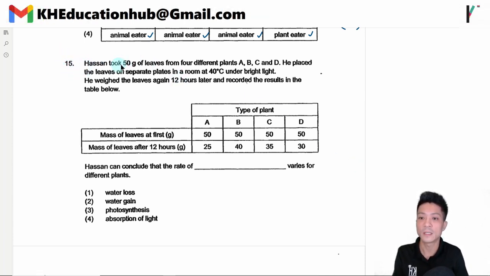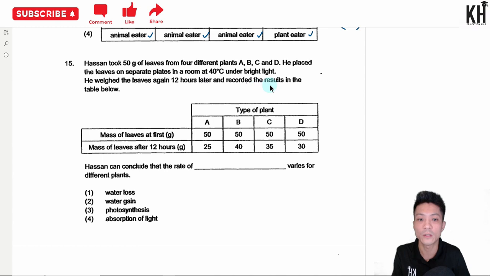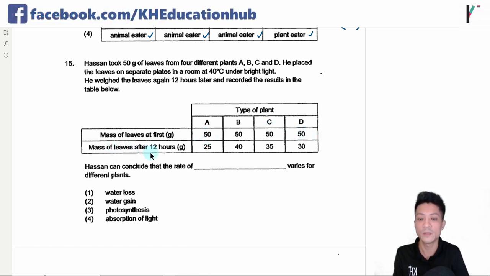Question 15. Hassan took 50 grams of leaves from 4 different plants A, B, C, and D. He placed the leaves on separate plates in a room at 40 degrees Celsius under bright light. Okay, he weighed the leaves again 12 hours later and recorded the results in the table below. Okay, the mass of the leaves at first is all 50 grams. And then the mass of the leaves after 12 hours, there is a difference, okay, 25 gram, 40, 35, and 30.